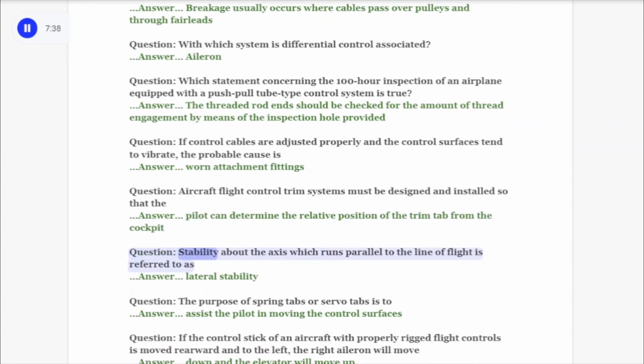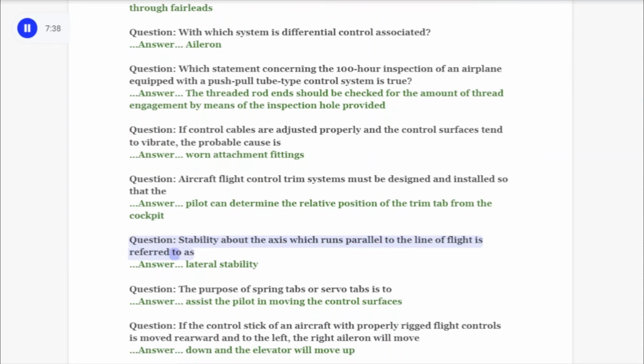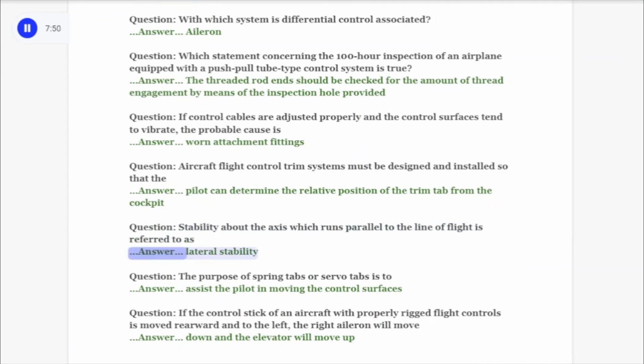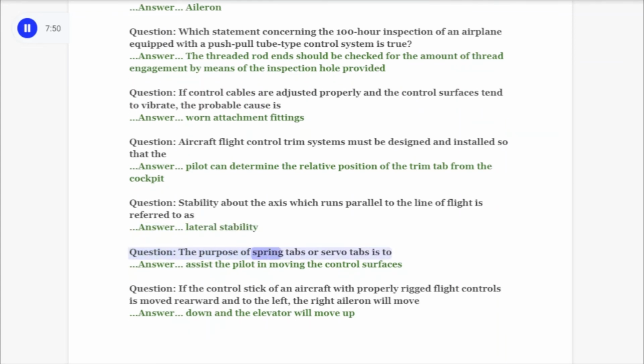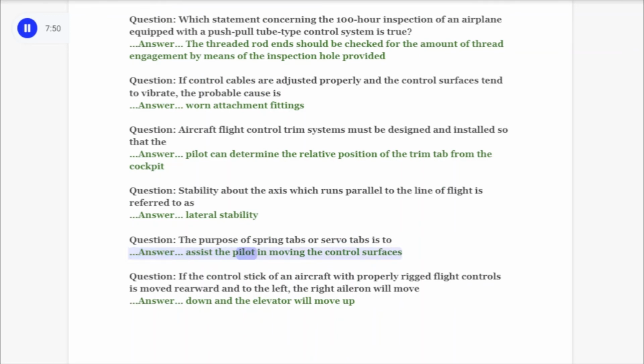Question: stability about the axis which runs parallel to the line of flight is referred to as. Answer: lateral stability. Question: the purpose of spring tabs or servo tabs is to. Answer: assist the pilot in moving the control surfaces.